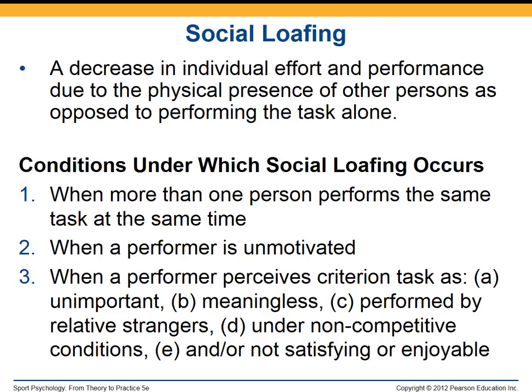The difference between self-handicapping and social loafing is that social loafing is a decrease in individual effort and performance due to the physical presence of other persons, as opposed to simply performing the task alone. So here are some conditions that help us understand when social loafing may occur. First, when more than one person performs the same task at the same time. Number 2, when a performer is unmotivated. 3, when a performer perceives the criterion task as either unimportant, meaningless, performed by relative strangers, under non-competitive conditions, or under situations that aren't satisfying or enjoyable.